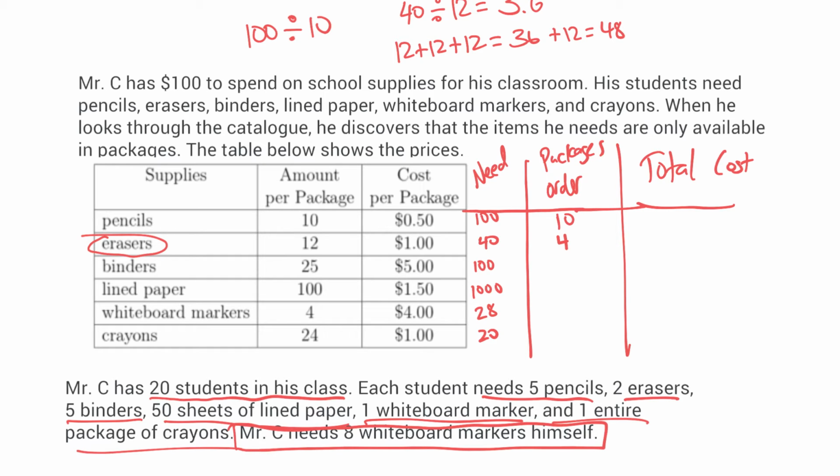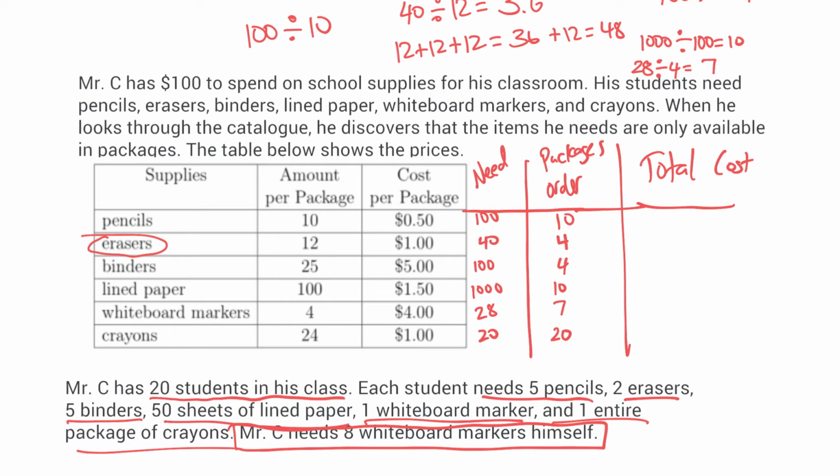Binders, we need 100 binders. So 100 divided by 25 gives us 4. Lined paper, we need 1,000. Divide it by 100, that gives us 10. Whiteboard markers, we need 28. They come in packages of 4. 28 divided by 4 equals 7. And the last one, crayons, we just need 20. Okay, this one was a tricky one.